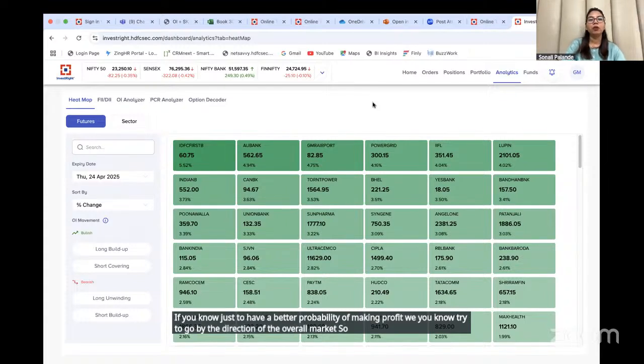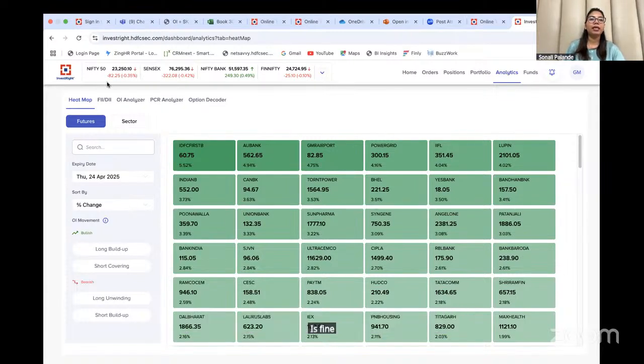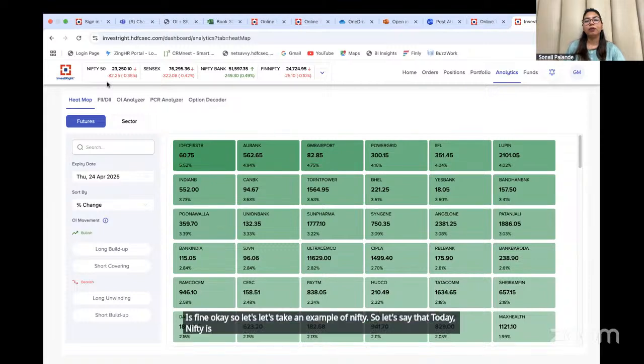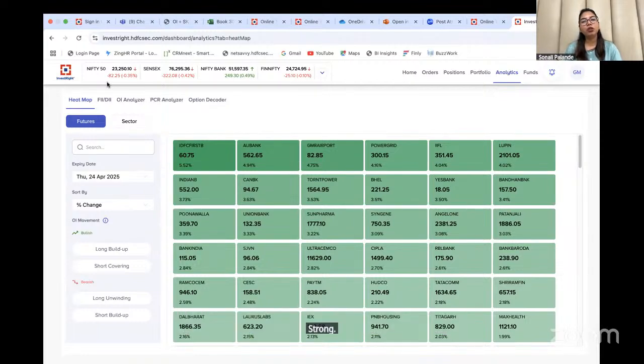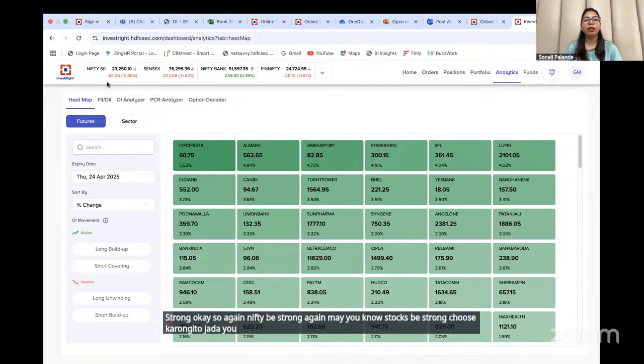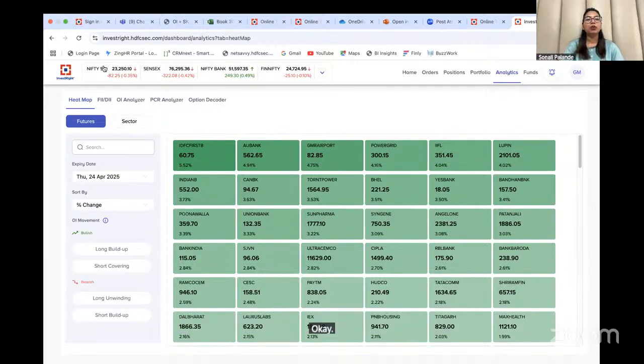So first of all, we are going to look at Nifty, Bank Nifty, whatever. If you are going by the sector, you should look at the sectoral index, otherwise Nifty is fine. Okay, so let's take an example of Nifty. So let's say that today Nifty is trading negative or Nifty is trading positive. Okay, so I, as a stock trader, would want to, let's say positive Nifty. Okay, so I would want to see which all stocks are strong. Okay, so if Nifty is also strong, and I choose strong stocks too, it will be like going with the flow. Okay, there won't be much friction.